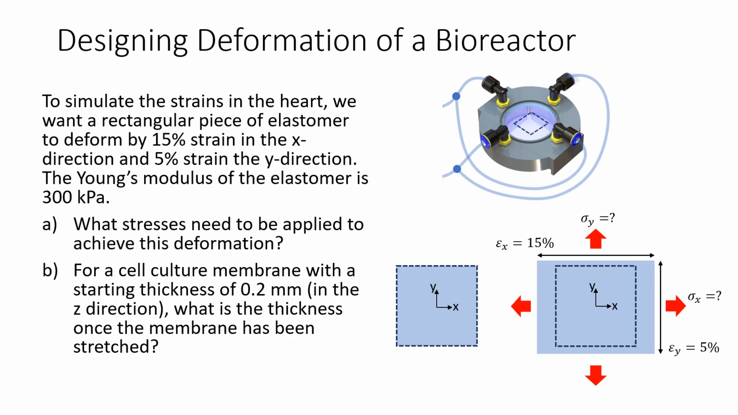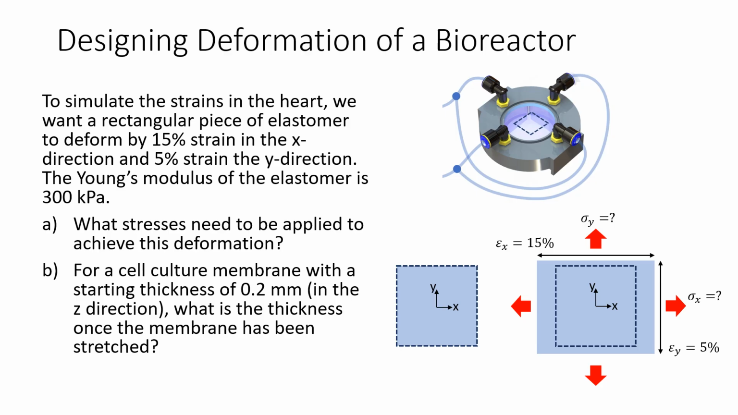In this example calculation, we want to create strains that mimic a particular location in the heart, and I've chosen some kind of random numbers of 15% strain and 5% strain. So we'll find the stresses that we need to apply in order to stretch this cell culture membrane by 15% in the x direction and 5% in the y direction. In the second part, we're going to determine the thickness of the membrane after applying these strains. The thickness of the membrane starts off as being 0.2 millimeters.